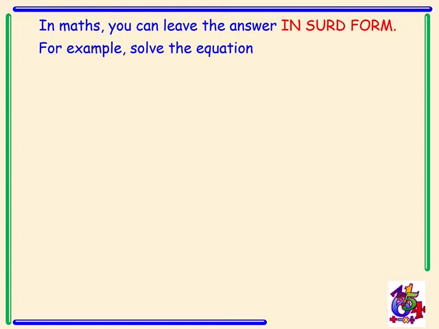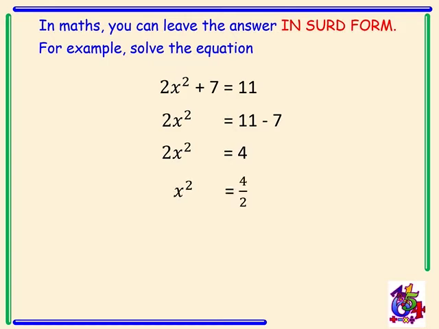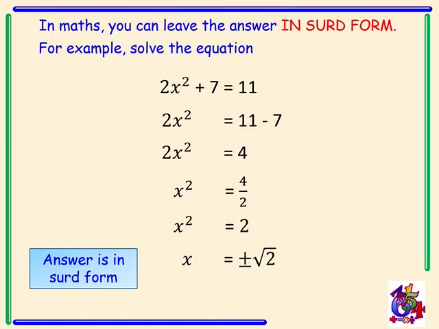So let's look at an example when we're solving an equation. 2x squared plus 7 is 11. So if we move the 7 over to the other side, we get 2x squared equals 11 minus 7, or 2x squared is equal to 4. From there, I'm going to move the 2 over and divide, so x squared is equal to 4 over 2. So x squared equals 2. And then finally, the opposite of squaring something is taking the square root. So x is the square root of 2, or plus or minus root 2. This is our answer in surd form.